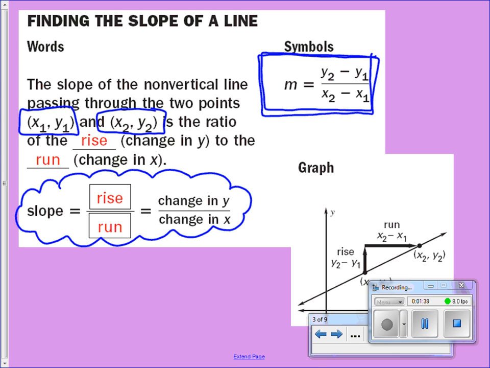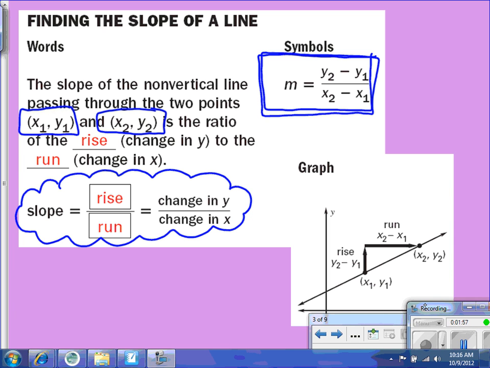Notice what we're doing in this formula. You are subtracting the y values and subtracting the x values. The difference in your y values is your numerator. The difference in your x values becomes the denominator. And that creates your slope.